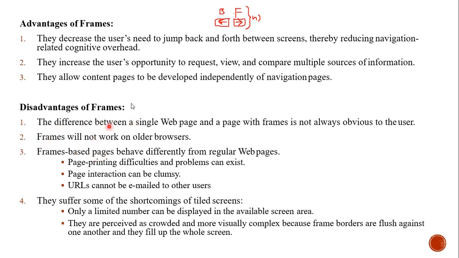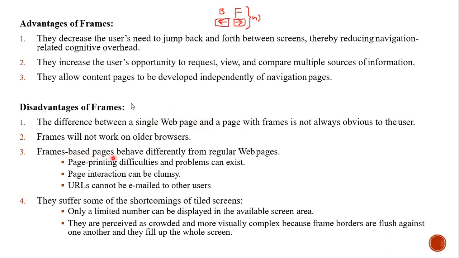So the difference between a single web page and the page with frames is not obvious to the user. So the user has to understand why these particular frames are being presented on the screen. Okay, if he needs certain information, that is, if he wants to work in a multitasking environment, then generally these kinds of frames will be in use. So based on the user's needs, this kind of frames will be created on the system.